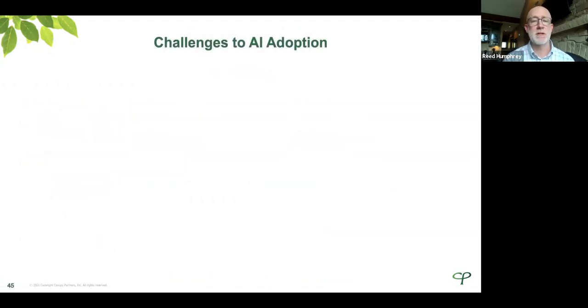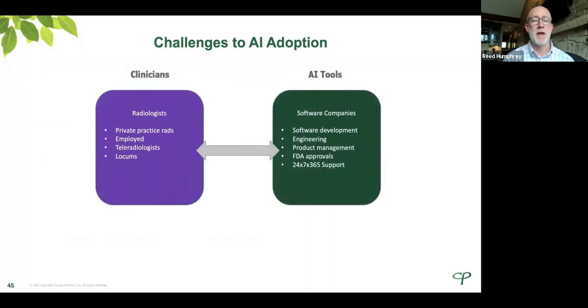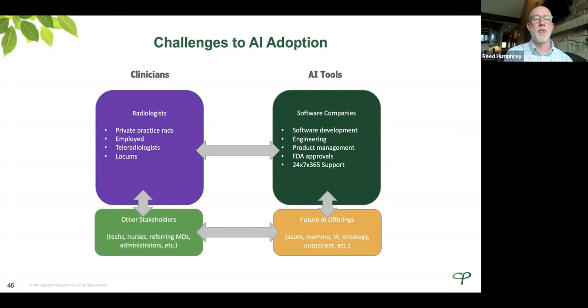A few challenges and some things that we think you might want to think of from an AI adoption perspective: it's important to remember that this is something that at the end of the day is meant to help the clinicians do a better job of reading, to read more quickly, more accurately, with greater specificity, etc. So whether you're a radiologist or private physicians, they're employed by your facility, maybe they're teleradiologists or locums, you've got to make sure that the AI is going to work for them.